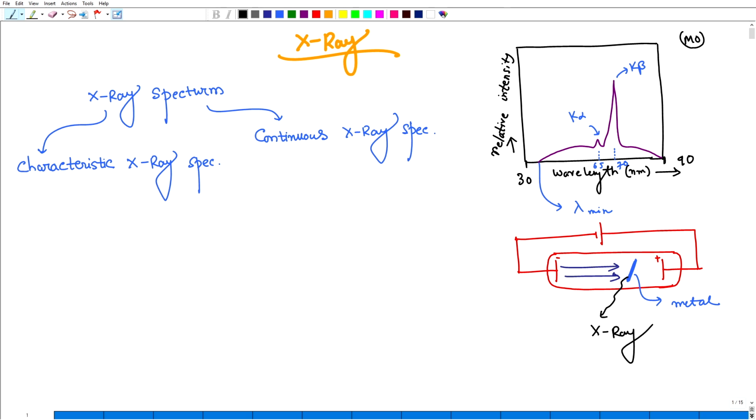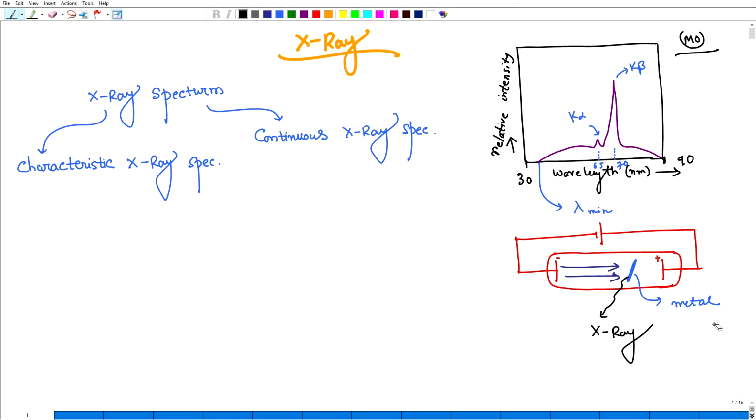So this spectrum is the characteristic spectrum for any metal. Here it is for molybdenum; this metal is molybdenum. If instead of molybdenum you put another metal, the spectrum will look different. The peaks will be at other positions, at other wavelengths, but the overall picture will remain more or less fixed. Okay, so this is our X-ray spectrum and this is the experimental setup, we know.